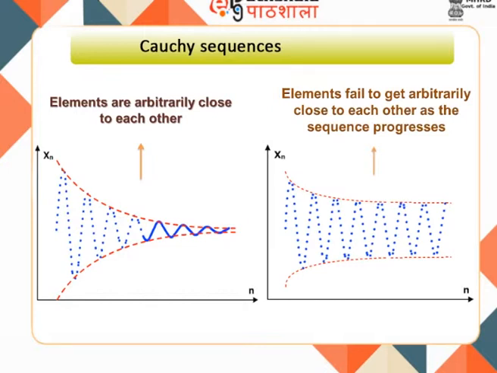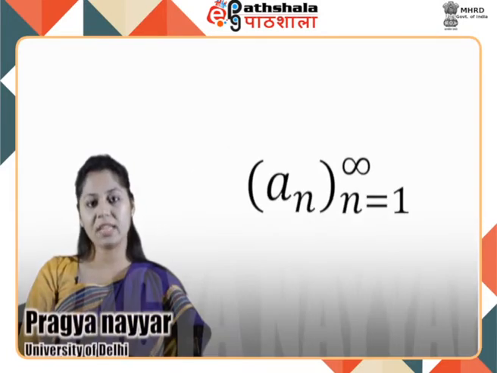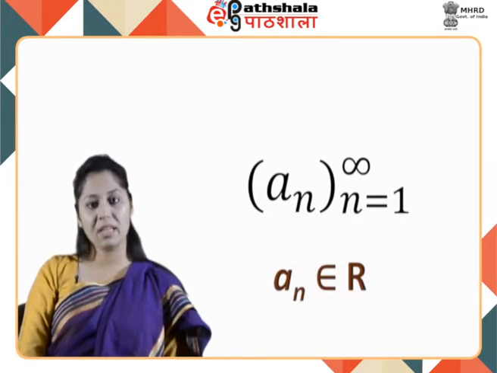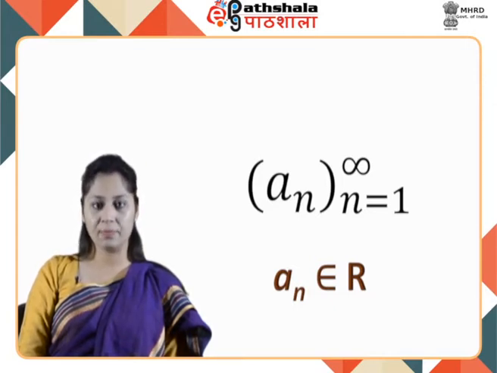In the plot of a Cauchy sequence shown in blue, x_n versus n, if the space containing the sequence is complete, the ultimate destination of this sequence, that is the limit, exists. For a sequence that is not Cauchy, the elements of the sequence fail to get arbitrarily close to each other as the sequence progresses. For sequences that can be written as a_n with n tending from 1 till infinity, with a_n belonging to capital R, we write a_n with the indexing set understood as n.